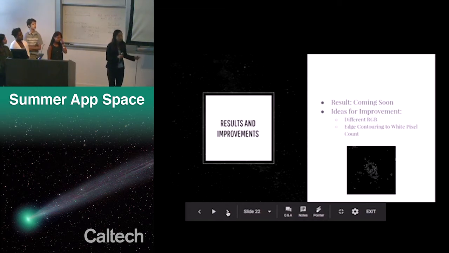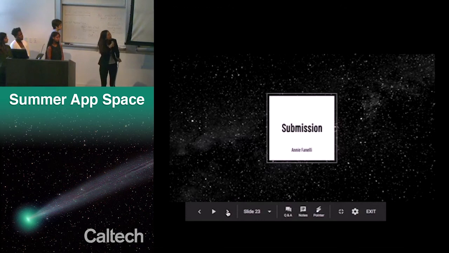We were also thinking about different RGB combinations, which would maybe highlight the orange color of elliptical galaxies more, or using the edge contouring that Annie talked about earlier, and using the white pixels and counting those in order to predict future values. And now Annie's going to talk about submission. Thank you.